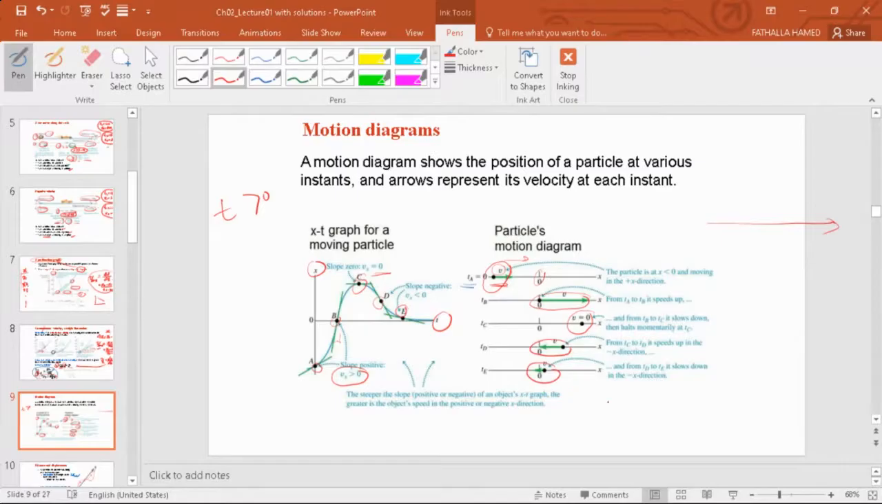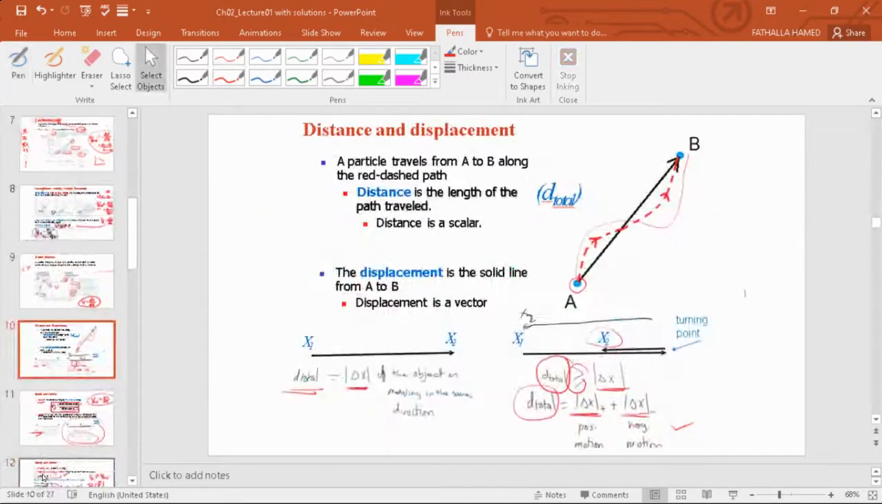So when you're talking about Vx, it is dx by dt. It is the derivative. Is this point clear? So that's basically how you calculate your velocity, or instantaneous velocity, from an x-t graph.